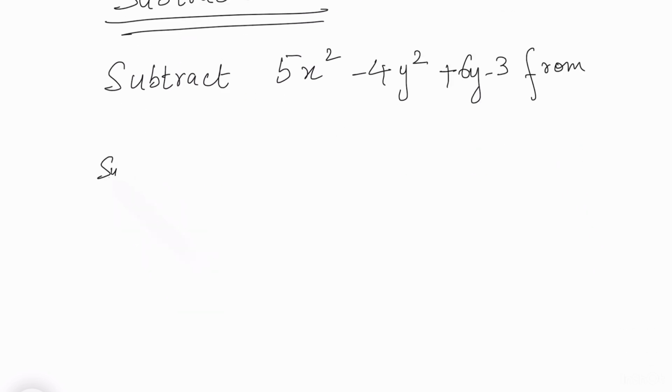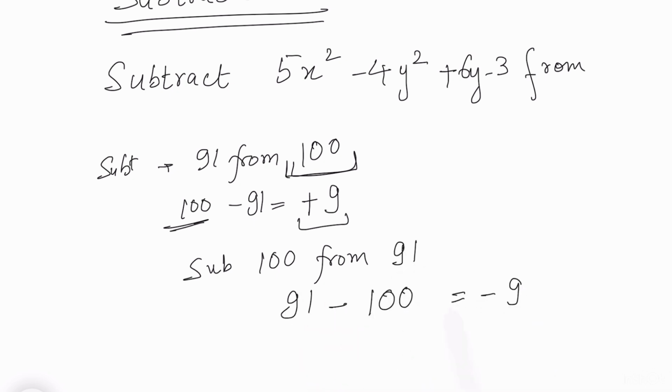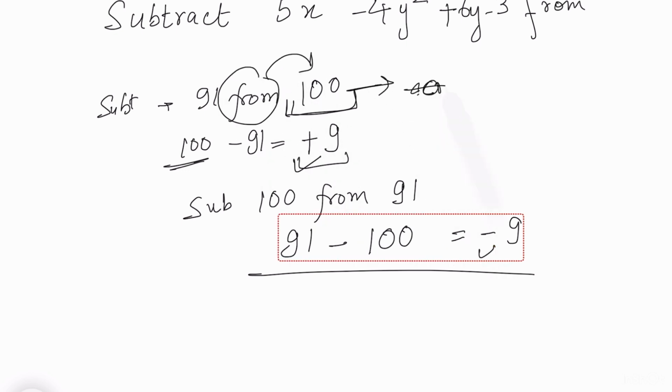If I say subtract 91 from 100, so you will write 100 minus 91, the from term is written first. You will get your answer as plus 9. Okay, and if I write subtract 100 from 91, then you will write 91 first, and then 100. Answer will be minus 9. So the order makes the difference in the answer. That's why whatever is written after the word from, that comes first.